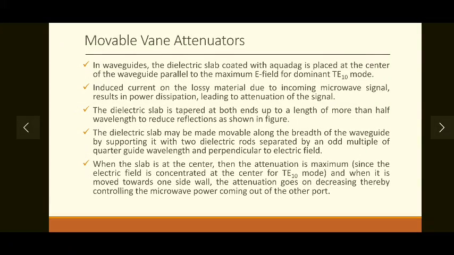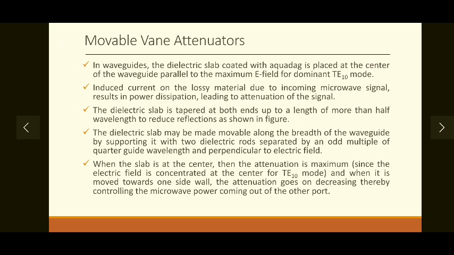Then, for fixed or variable attenuators, the first type is the movable vane attenuator. As the name suggests, the dielectric material is movable inside this type of attenuator. Let's see how it is done. In waveguides, a dielectric slab coated with aquadag is placed at the center of the waveguide, parallel to the maximum E field of the dominant TE10 mode.